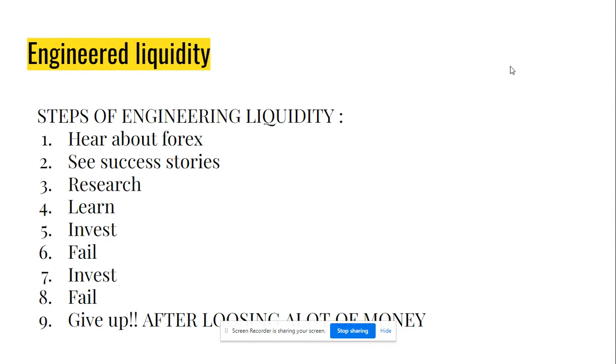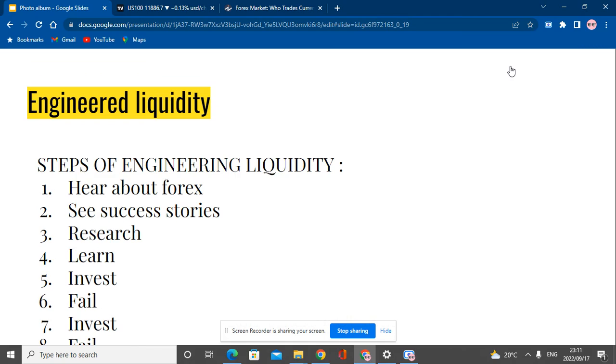What do we do? We hear about Forex, we see successful stories, we research about it, we learn. And after doing that, we start opening accounts with brokers, and we invest our hard-earned cash into this market because of the belief of having the success we've seen on our Instagrams and Facebook. After doing that, what happens? We'll end up failing. Then what do we do after? We'll invest, then we'll fail again until we give up after losing a lot of money. What were we doing? We were part of liquidity.